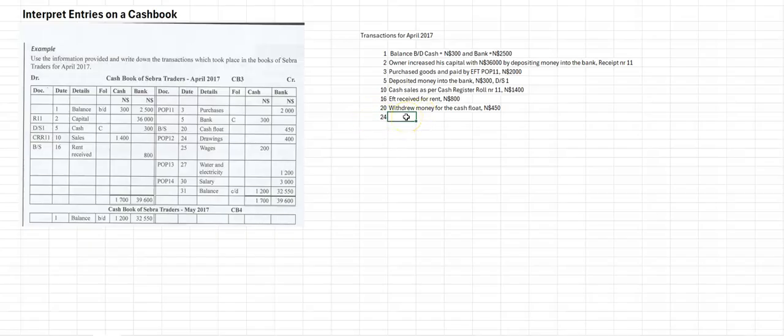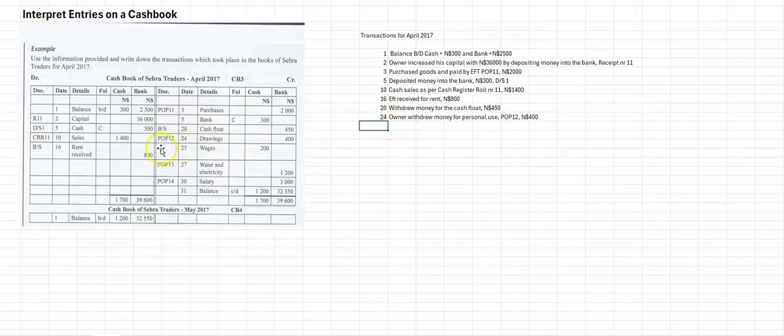Okay, so the owner withdrew money for personal use. We use the document number, sorry, POP 12. Okay, and how much was it? It was $400. Okay, and our next transaction is wages.